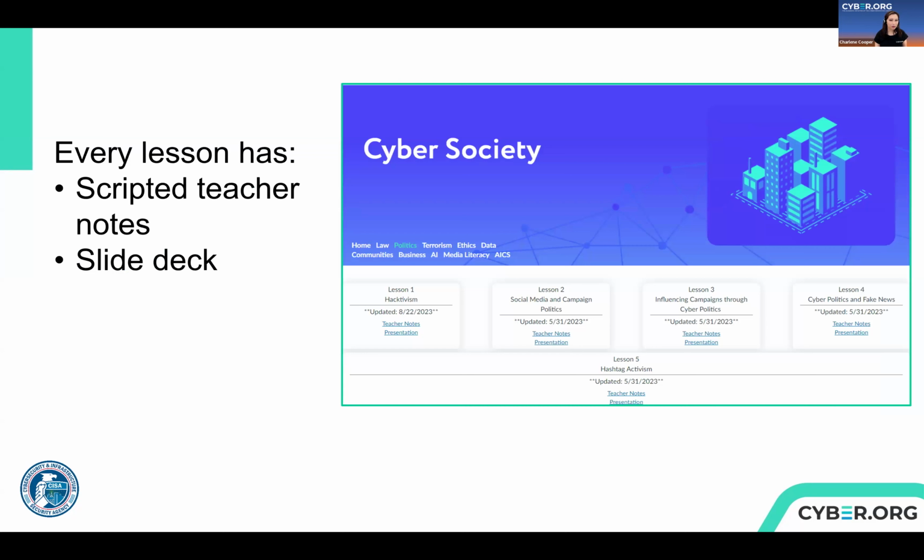So this right here would be if you were to have clicked on politics, and then you're looking at different lessons there. Every lesson has scripted teacher notes and a slide deck that goes along with the lesson. Some of the lessons have handouts that go along with them also. Not every one of them does, but if there is a handout, it would be included there as well.